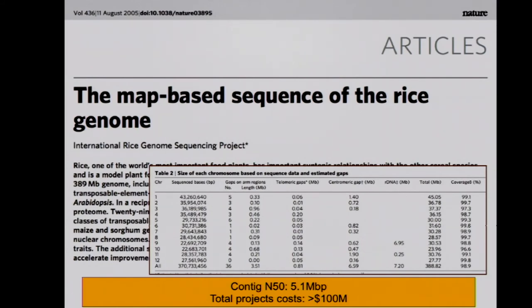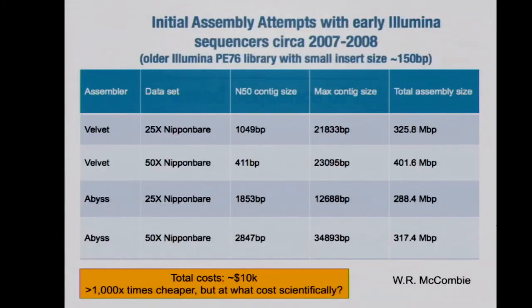So that was 2005 when that was published. We've been very interested to sequence rice. From short read sequencing, we also tried shorter 76 base pair libraries. We get kind of this mishmash of assemblies that are present here.